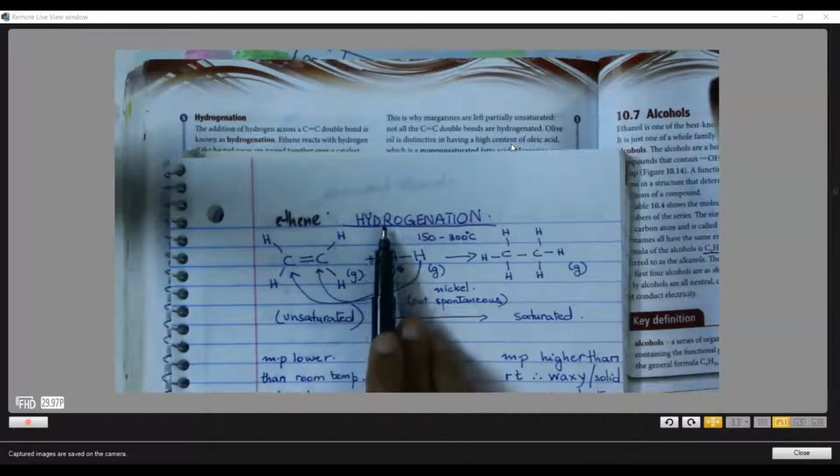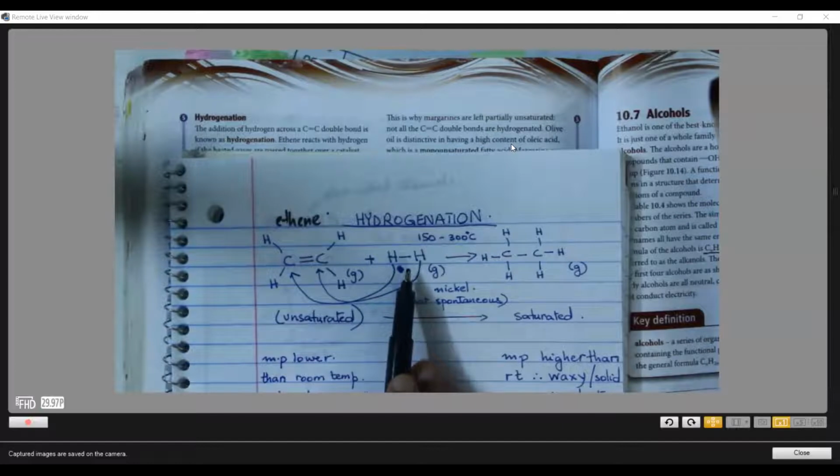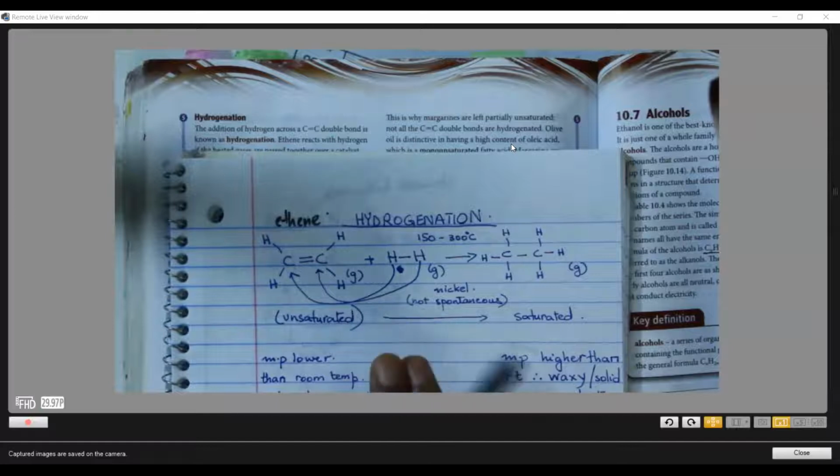Now, ethene hydrogenation, that means addition of hydrogen. Hydrogen molecule we know is diatomic, and all of them are in gaseous state. We're dealing with all gases. Why are they all gases? Real quick.